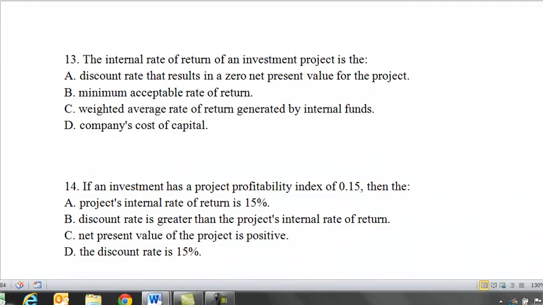13. The internal rate of return of an investment project is the, and A, discount rate that results in zero net present value for the project, and that is the actual answer. B, minimum acceptable rate of return. We don't have a minimum acceptable rate. C, weighted average rate of return generated by the internal funds. Weighted average of the return would be our cost of funds in determining our discount rate. And D, company's cost of capital. Again, same thing. So A is the best answer.